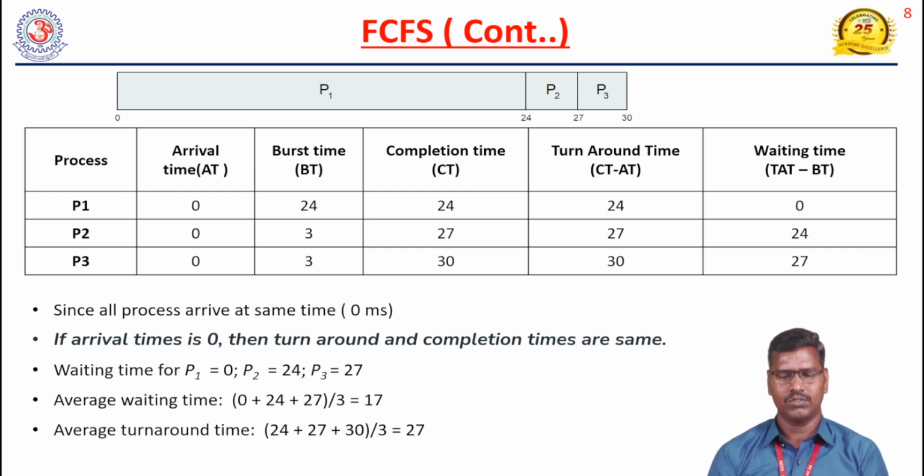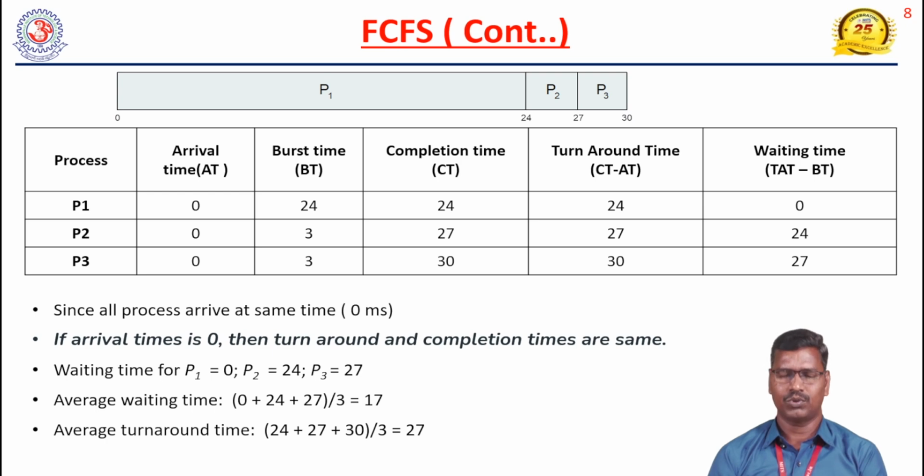Similarly, we want to calculate the turnaround time for each and every process. Already we calculated 24 plus 27 plus 30, divided by the number of processes. So that is the average turnaround time for each and every process, which is 27 only. This is the example where the arrival time for all the processes is 0 only.